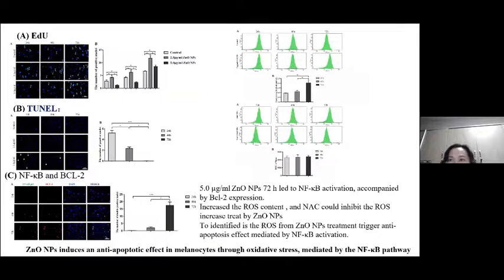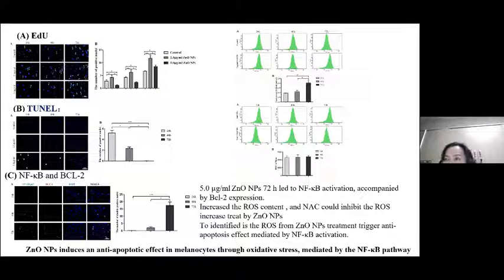And next we check NF-κB and BCL2. It is an anti-apoptotic pathway signature. Now we can see 5 microgram per ml zinc oxide nanoparticle treatment for 72 hours led to NF-κB activation, accompanied by BCL2 expression.